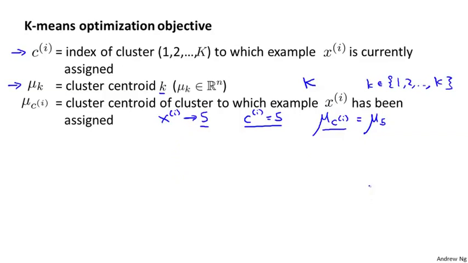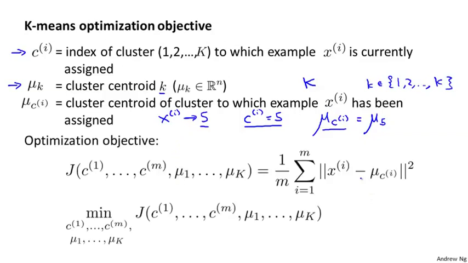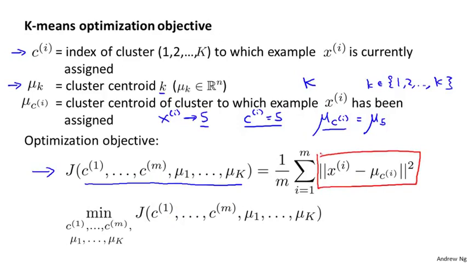Armed with this notation, we're now ready to write out what the optimization objective of the k-means clustering algorithm is. And here it is. The cost function that k-means is minimizing is a function J of all of these parameters, c^(1) through c^(m) and mu_1 through mu_K, that k-means is varying as the algorithm runs. And the optimization objective shown on the right is the average, or 1 over m, of the sum from i equals 1 through m of this term here that I've just drawn the red box around, of the squared distance between each example x^(i) and the location of the cluster centroid to which x^(i) has been assigned.